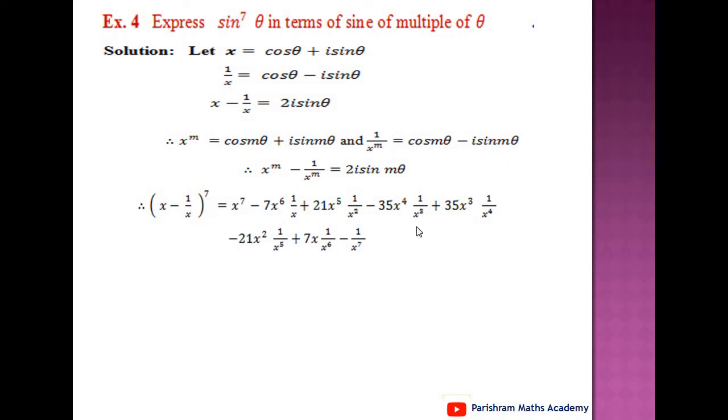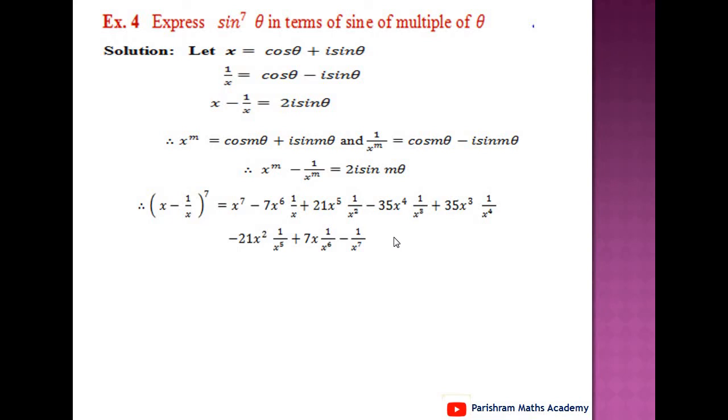Taking the expansion of (x minus 1 upon x) to the power 7, the first term is x raised to 7 minus 7 into x raised to 6 into 1 upon x plus 21 into x raised to 5 into 1 upon x square minus 35 into x raised to 4 into 1 upon x cube plus 35 into x cube into 1 upon x raised to 4 minus 21 into x square into 1 upon x raised to 5 plus 7 x into 1 upon x raised to 6 minus 1 upon x raised to 7.